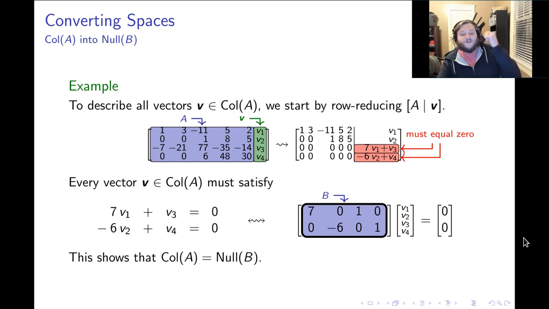So here we started with a matrix A, and we rewrote the column space of this matrix as the null space of a new matrix called B. So this illustrates that the theory of column spaces and null spaces is unified under this concept of a vector space.